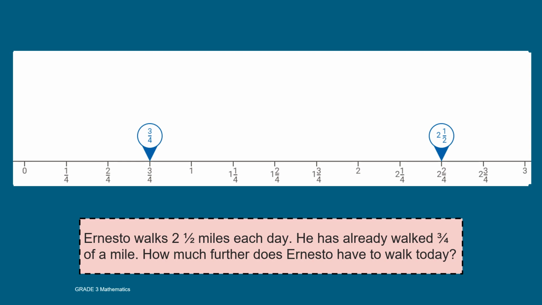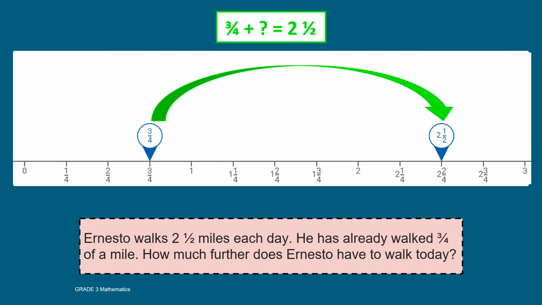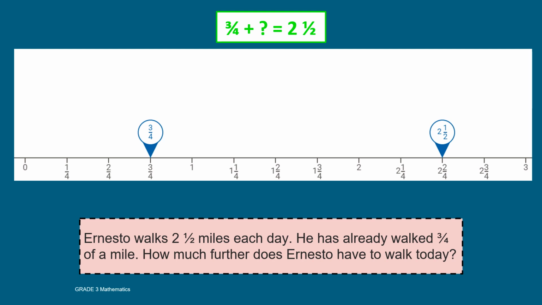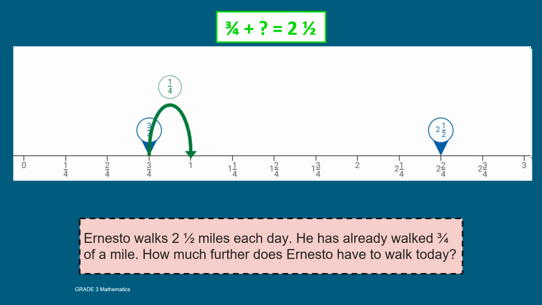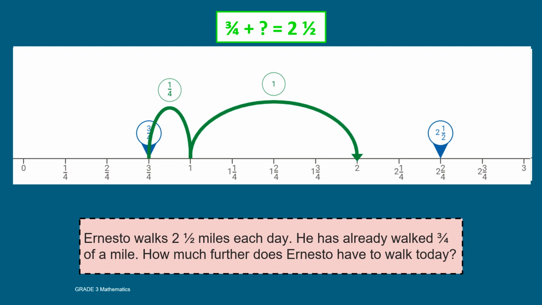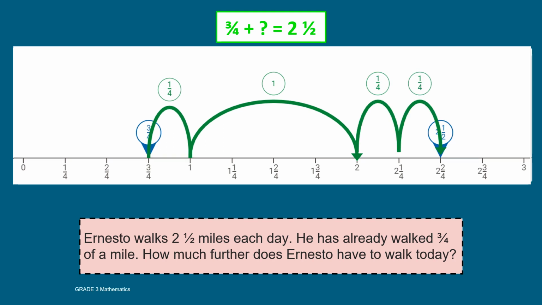How did you, or how might you, hop on the number line to show that? One way we could figure this out is we could start at the 3/4 and count up to 2.5, like this. The equation that matches that is 3/4 plus blank equals 2 1/2. One way we can do this is to take a hop of 1/4 to get to 1, since 1 is a friendly number. Now we can jump 1 whole, from 1 to 2, like this. And then we have 2 little hops of 1/4 to get to 2 1/2.